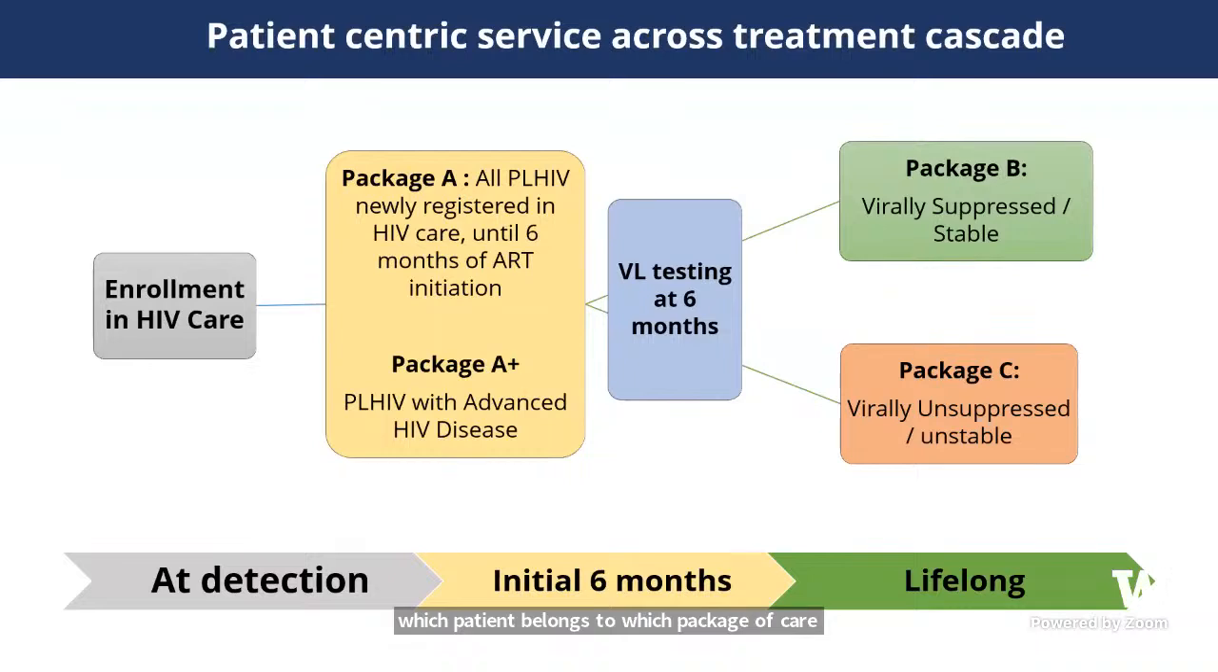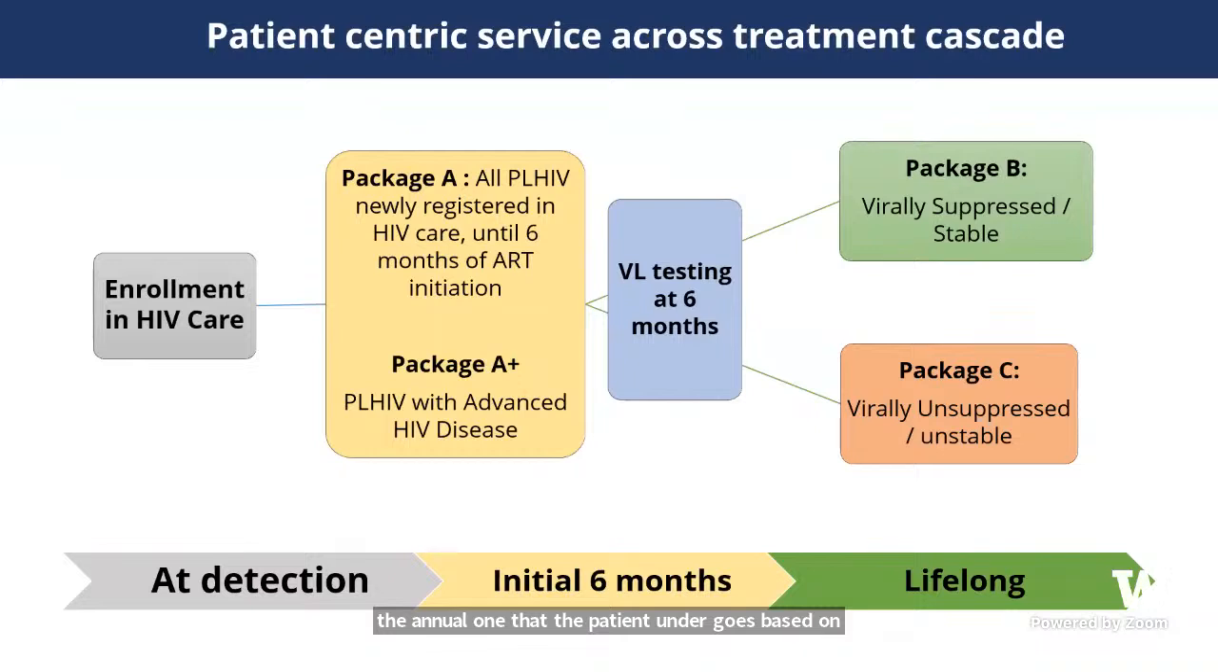Now, within the first 6 months of the patient getting registered, this is a critical time. So this is package A, we call it. All newly registered patients, until they get their first viral load, are part of this package A. And if somebody has a CD4 count less than 200, he needs to be put under an advanced disease management package of care. So they are A plus. B and C come only after you have your first viral load. So after that routine first viral load at 6 months, or the annual one that the patient undergoes, based on that, we triage the patient either into a B or a C category.